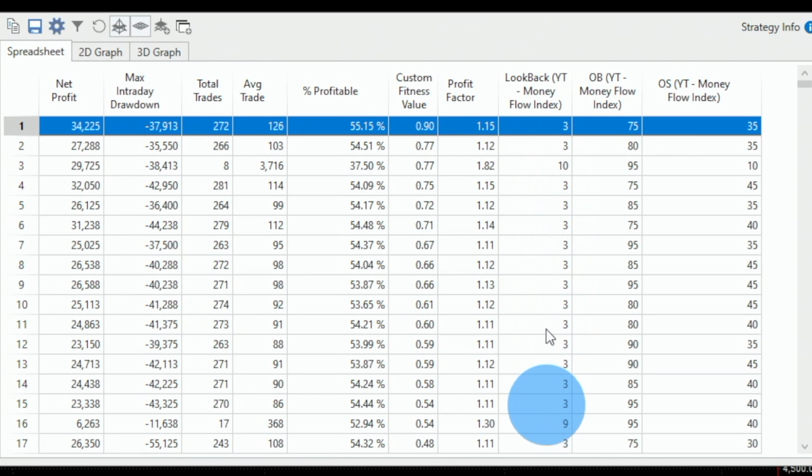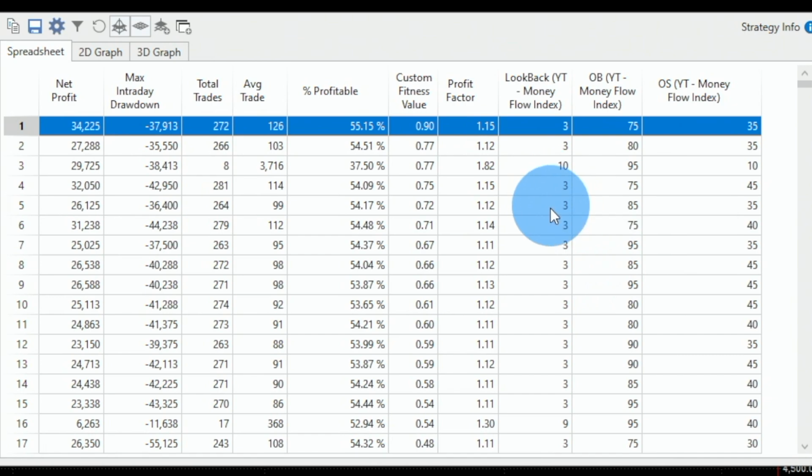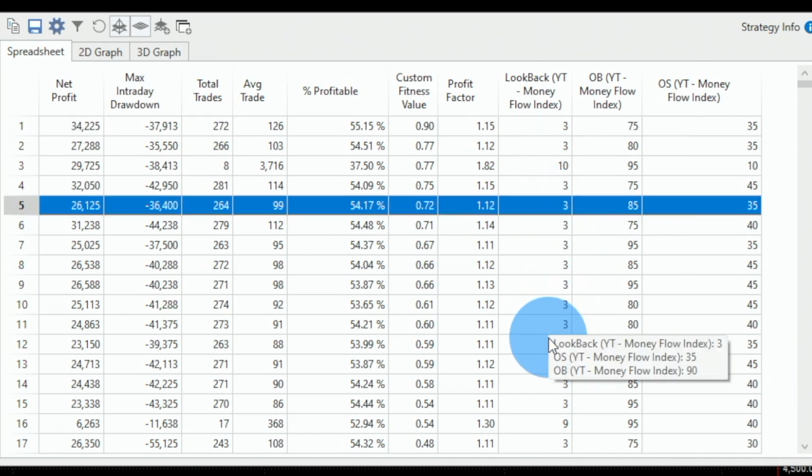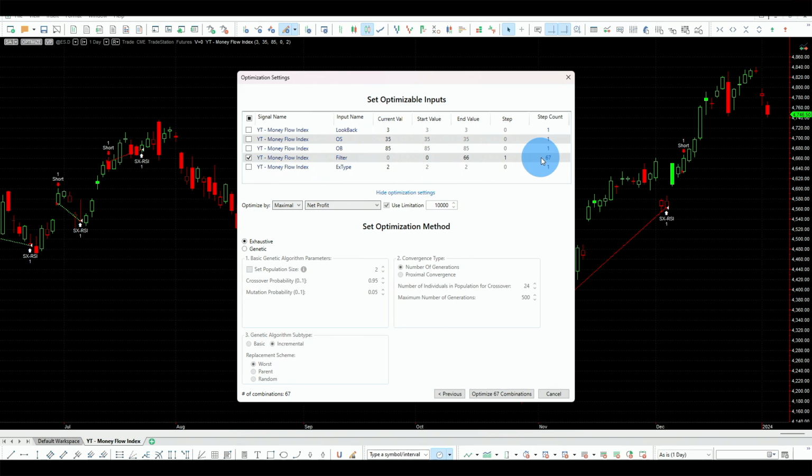So 3 shows up in the top. So I'm assuming 3 is good. And then these are the overbought and oversold level. Let's pick something in the middle. So maybe 85 and 35. That looks nice. Now, obviously, this is worse in drawdown, but again, the filter will enhance it. I'm just trying to pick a stable area. So let me go with 5. And now we will test all our filters.